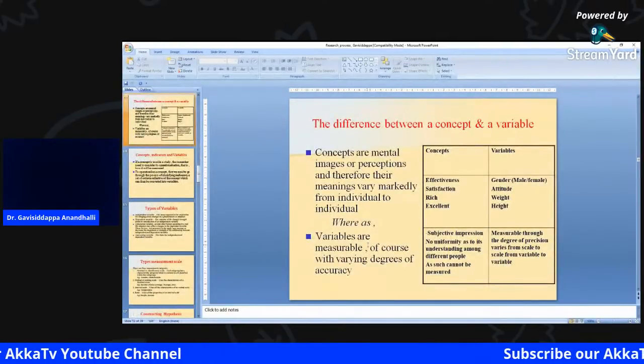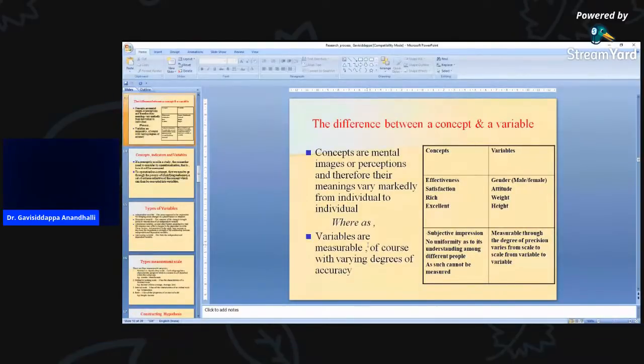So let us see the difference between the concept and variable. Usually in the process of research we come across concept, construct, variable. This way it will follow. The concepts are mental images or perceptions. Therefore, their meaning varies markedly from individual to individual. Concept is a perception towards a particular aspect. Effectiveness, satisfaction, rich collection. It may be rich or it may be excellent.